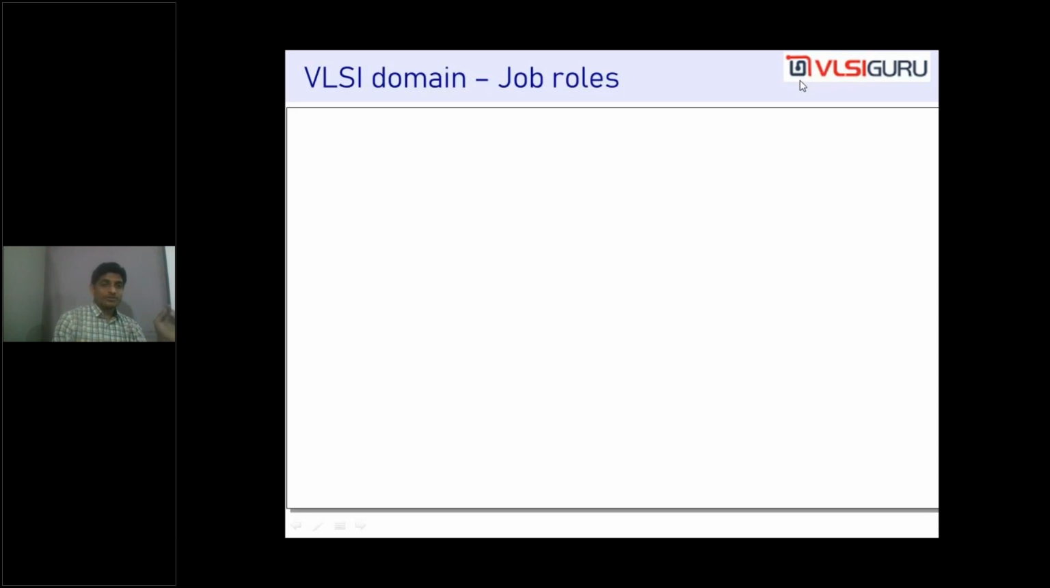Okay, what are those job roles? Let's try to understand. Front end domain. We'll divide the job roles into two categories: front end domain job roles and back end domain job roles. Whatever we discussed so far, you just add engineer in the end, and that becomes the job role.